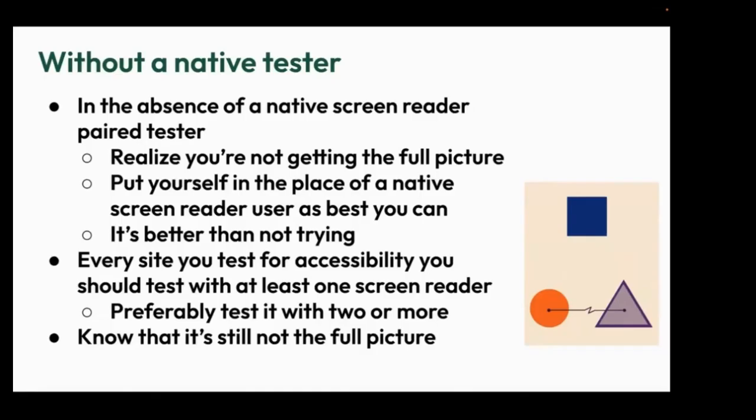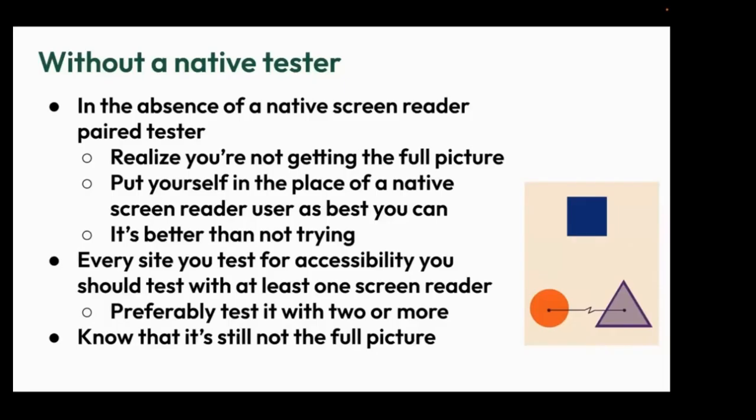For every site you test for accessibility, you should test with at least one screen reader. Remember, this is a non-negotiable. Ideally, in a perfect world, you should test with 2 screen readers. Sometimes, different screen readers can behave differently, even with the same content. Even with thorough testing, it's important to remember that it's still not the full picture, and that's okay. Accessibility is a journey of continuous improvement, not a one-time achievement.